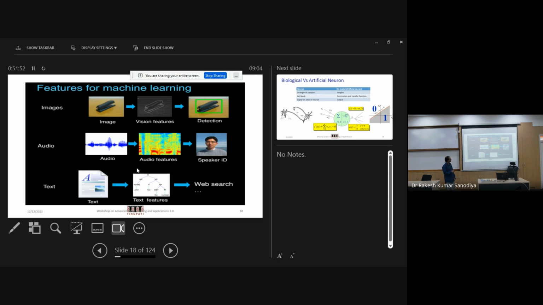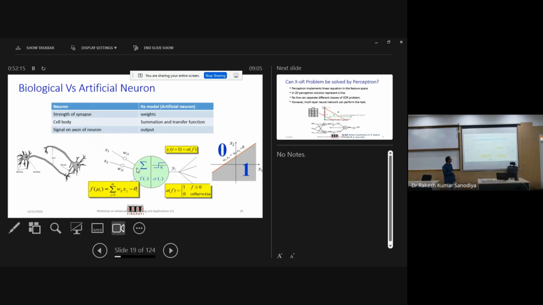Similarly, those who work on speech or audio use different features, such as Mel spectrum or short-time Fourier transform. Frequency-based features are more important for audio. Similarly, text has different features. We will see how CNNs have an efficient way of extracting features in all these different modalities.